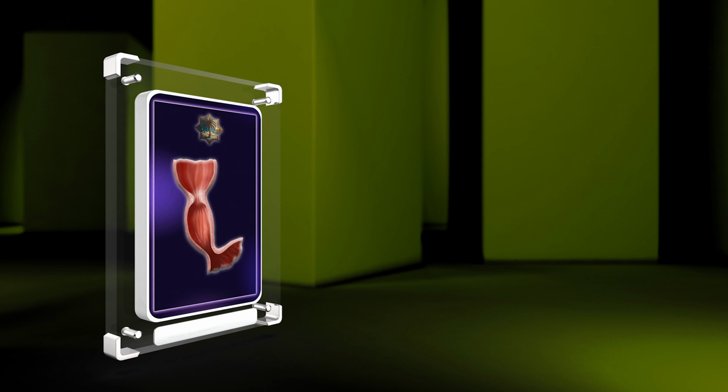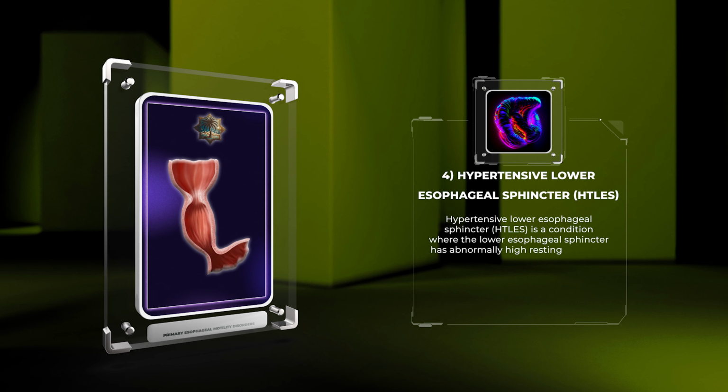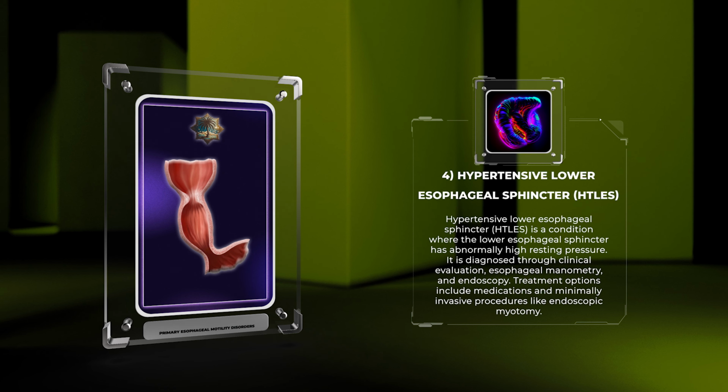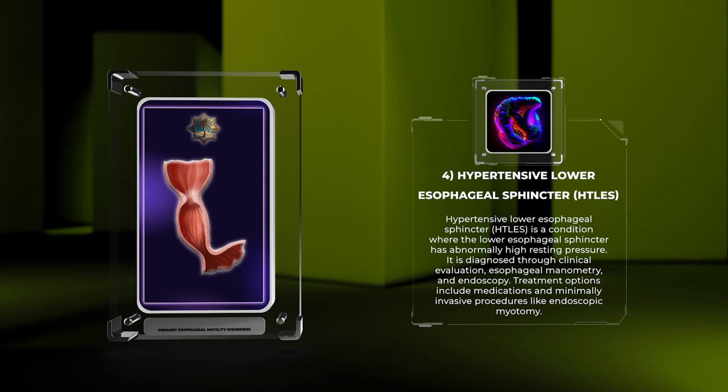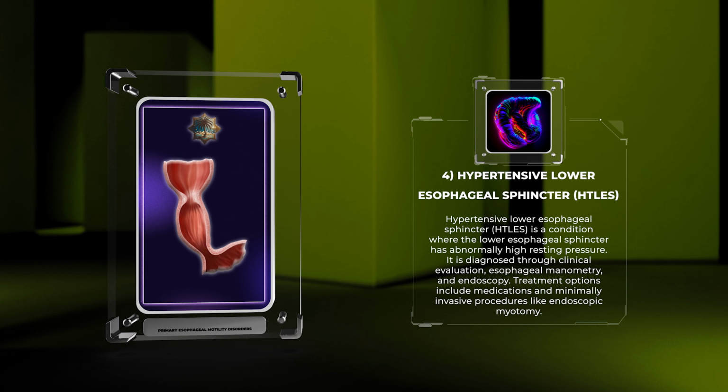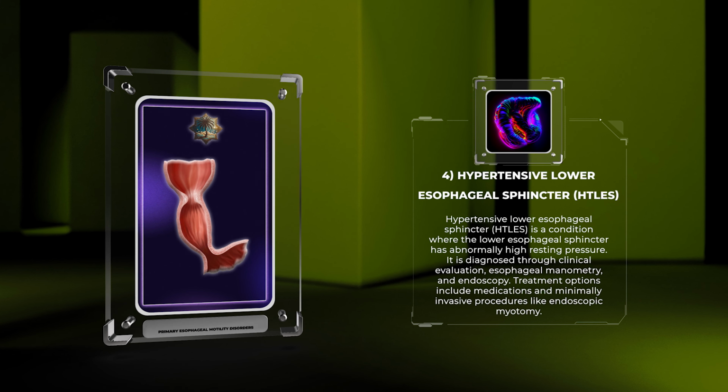Hypertensive lower esophageal sphincter, HLES, is a condition where the lower esophageal sphincter has abnormally high resting pressure. It is diagnosed through clinical evaluation, esophageal manometry, and endoscopy. Treatment options include medications and minimally invasive procedures like endoscopic myotomy.